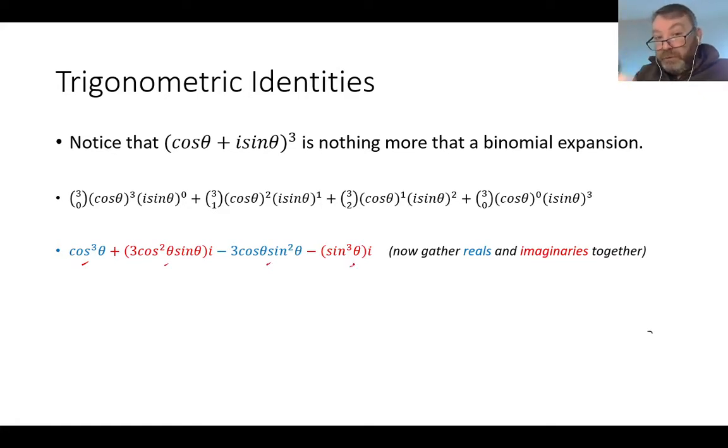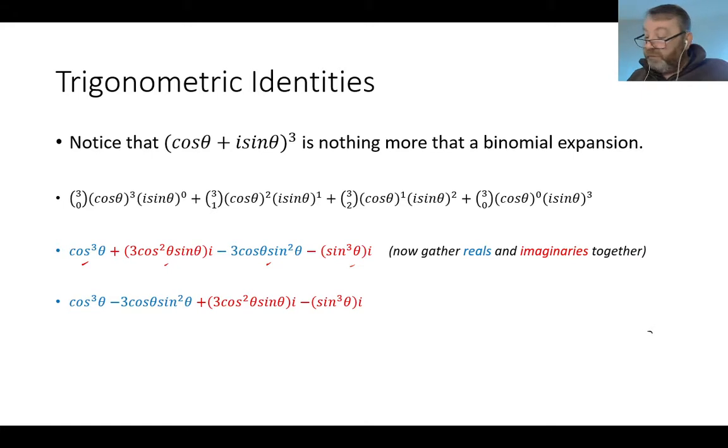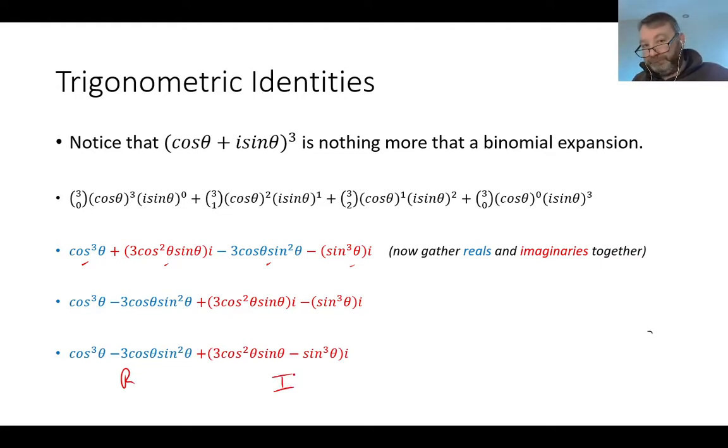So what I told you to do when you've got alternating answers like that, just push all the real terms to the front. Look at the blue terms, push them together, and then take the imaginary terms and put them to the end and combine them as 3 cos squared theta sine theta minus sine cubed theta, times i. So you end up with a real part to your answer and an imaginary part to your answer. All right, so that's what happens when we use what's called the binomial expansion on a polar form number that has a modulus of 1.